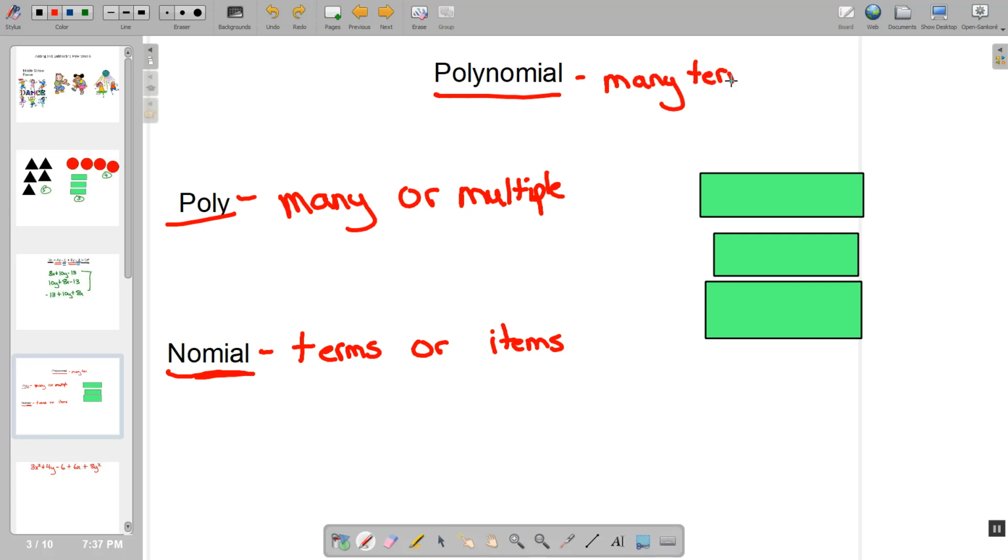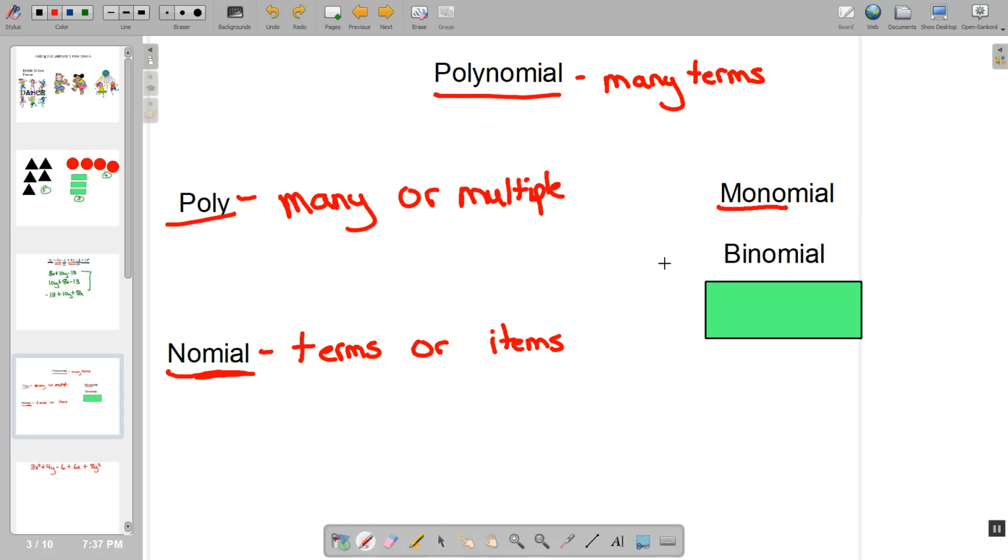Now, if we're looking at a monomial, mono means one. So this would be one term. If we had binomial, bi means two, like bicycle. So this means two terms.